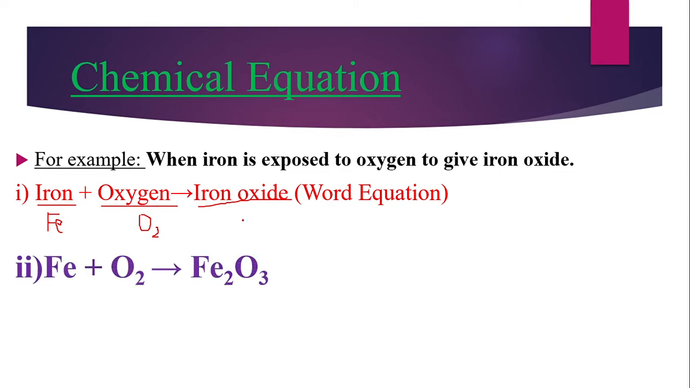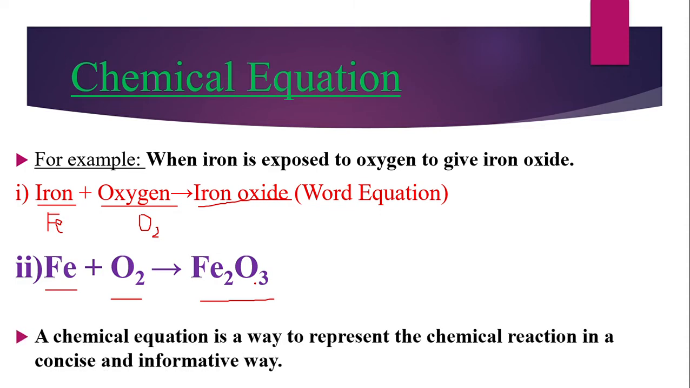Let's see. We can write our word equation as a chemical equation using this formula. See here, for iron we have the formula Fe. For oxygen, it exists in molecule form, that's why we have O2, and iron oxide is a compound which acts as Fe2O3. So students, please remember how to write the symbols for elements and the formula for any compound.